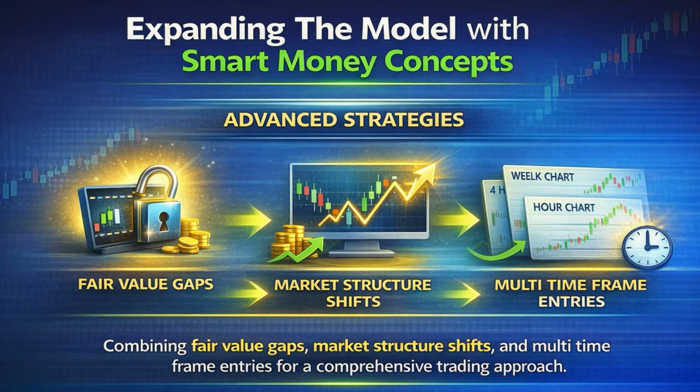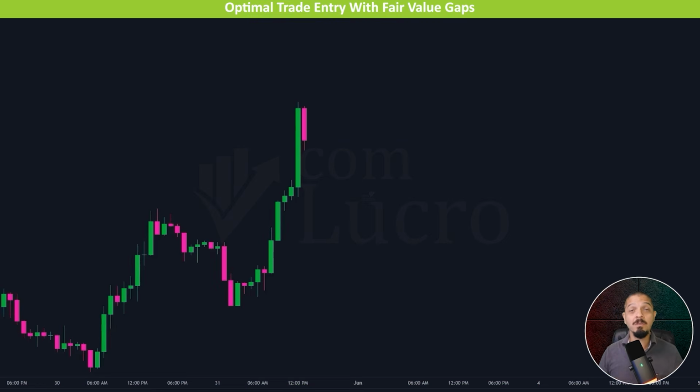Now, this was the core version of the model. We have expanded it further by combining it with multiple smart money concepts, including fair value gaps, market structure shifts, and multi-time frame entries, which we will explain next. We begin with the first type of entry by combining the optimal trade entry model with fair value gaps.